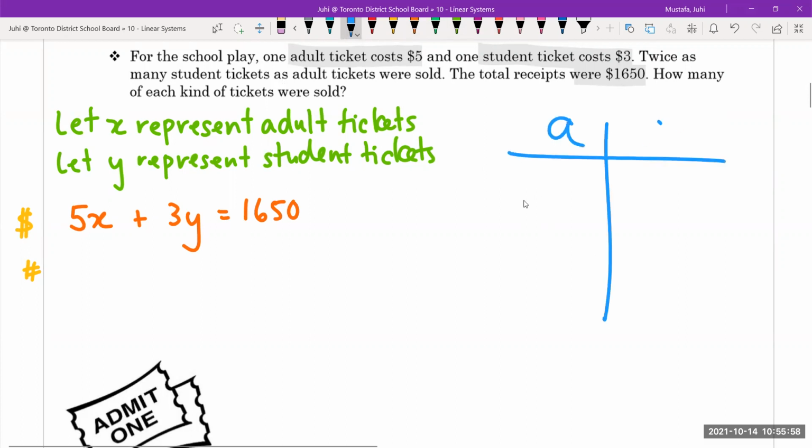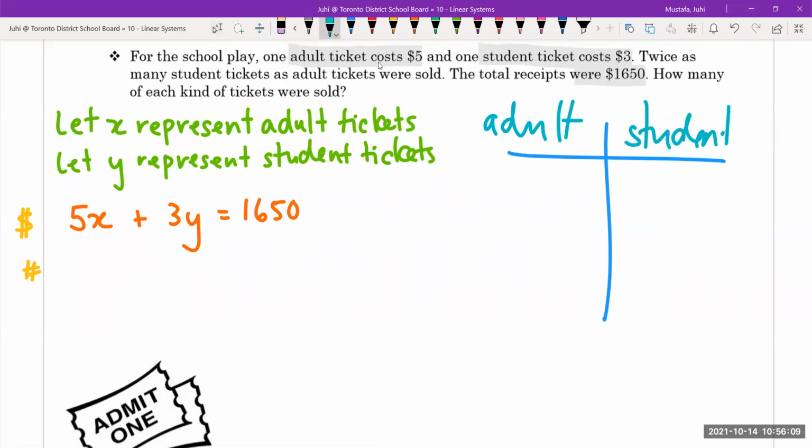Let's say I have adult tickets here, which I will write. So let's just say you have adult tickets here and you have student tickets here. Twice as many student tickets as adult tickets were sold. That means if I have one adult ticket, I'm selling 2 student tickets. If I have 2 adult tickets, I'm selling 4 student tickets. If I'm selling 100 adult tickets, I'm selling 200 student tickets. So for as many adult tickets as you sell, you're going to have twice as many student tickets.